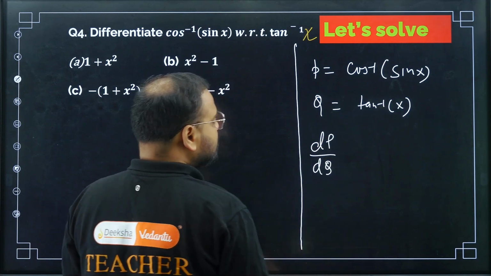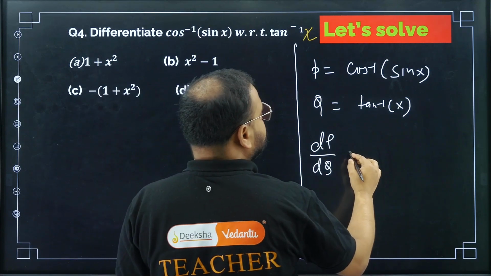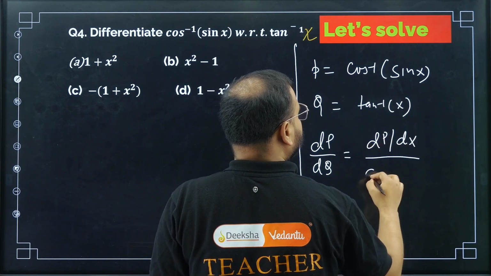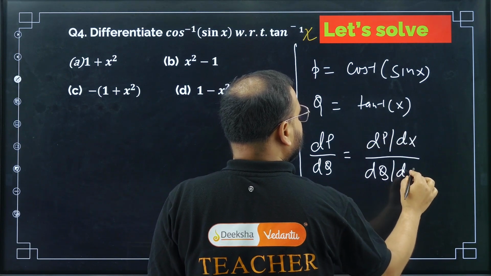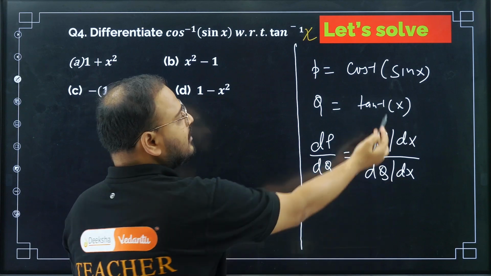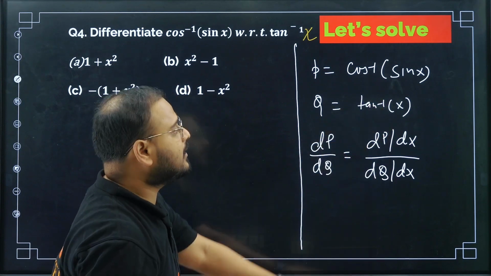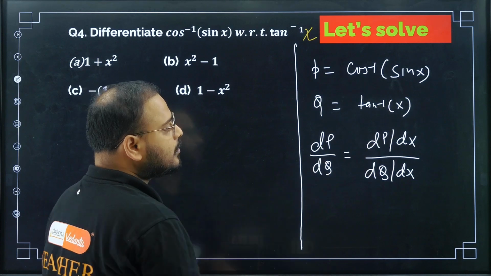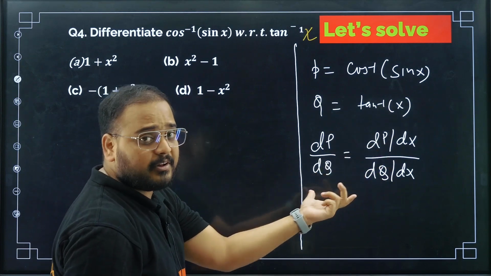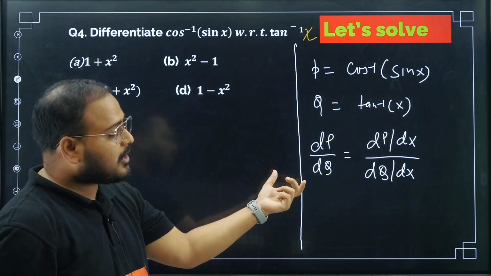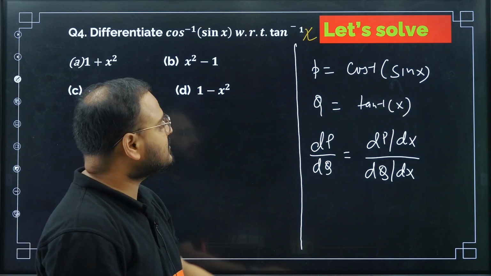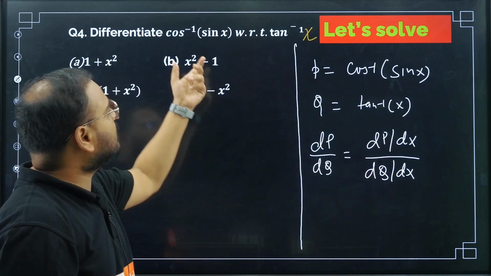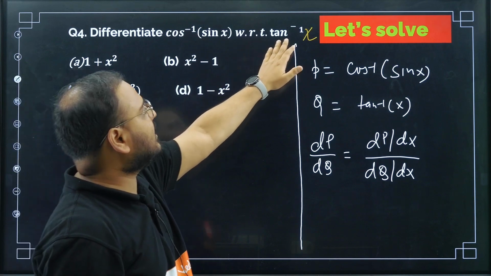Yes, I've done a similar question before. How will this look? Simply dp by dx upon dq by dx. Don't ask me why, because both the functions p and q are written in the variable x, right? So I can write dp by dq equals dp by dx upon dq by dx, from the standard form of parametric differentiation. Yes, so from here we have this relation. Alright, so you can do the differentiations of cos inverse of sin x and tan inverse of x.